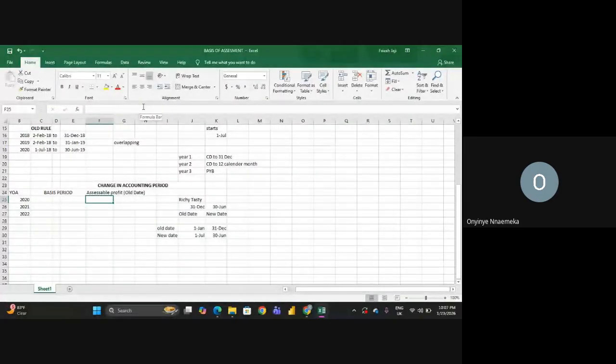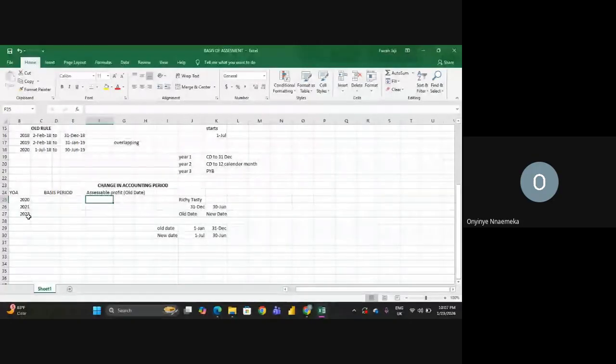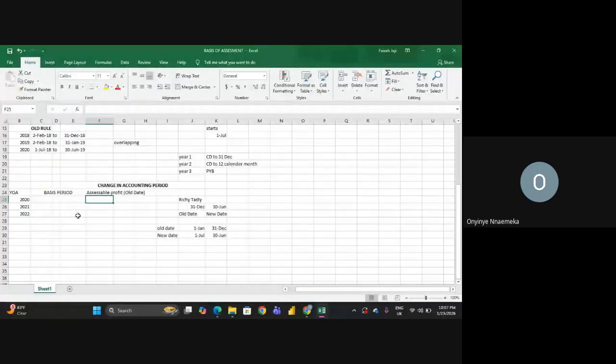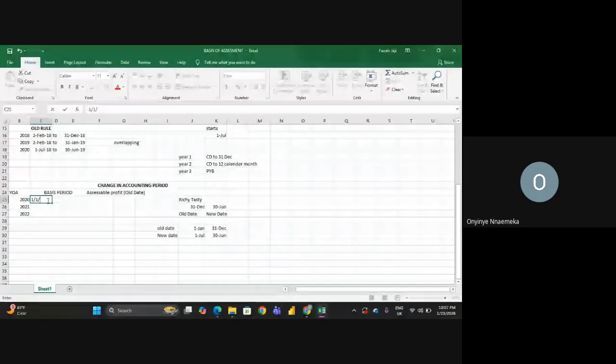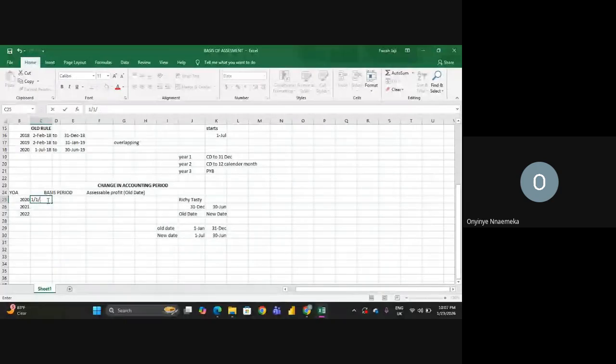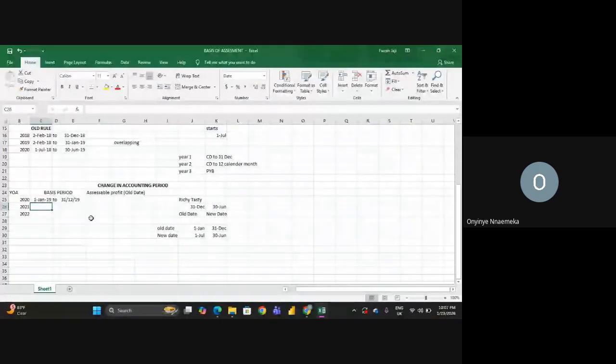We want to compute accessible profit using the old date, which means regardless of the fact that in 2021, 2022 they did not use the old date. The rule says use the old date for the 3 years of assessment. Year 1, we are looking at 1st of January 2019 to 31st December 2019. Remember, it's preceding year basis, please. It's PYB.